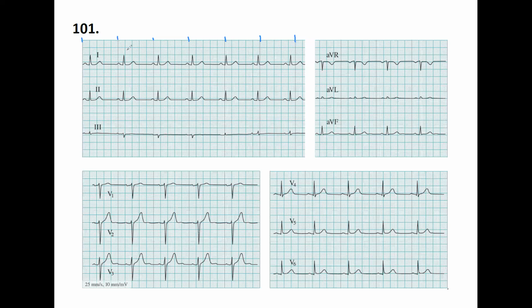So 1, 2, 3, 4, 5, 6, 7. So the rate is exactly 7 times 10, 70 beats per minute. All right. This can be used in any case. If it's arrhythmic or rhythmic, doesn't matter. It can be used. Good.